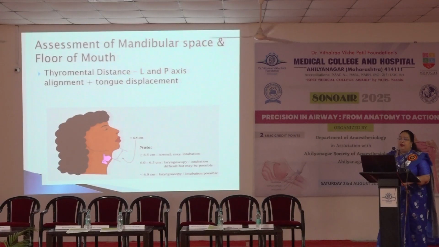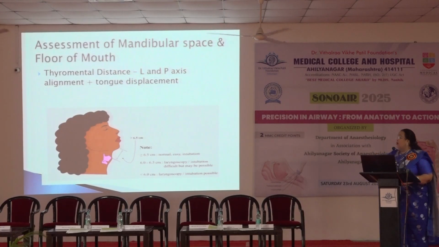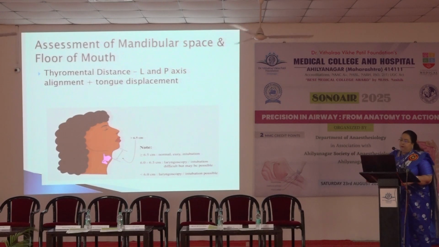It is done by measuring the distance between the thyroid cartilage and the mentum. More than 6.5 cm is normal, where the laryngoscopy will be easy. 6 to 6.5 cm, intubation may be difficult but possible. Less than 6 cm, laryngoscopy or intubation will be difficult.